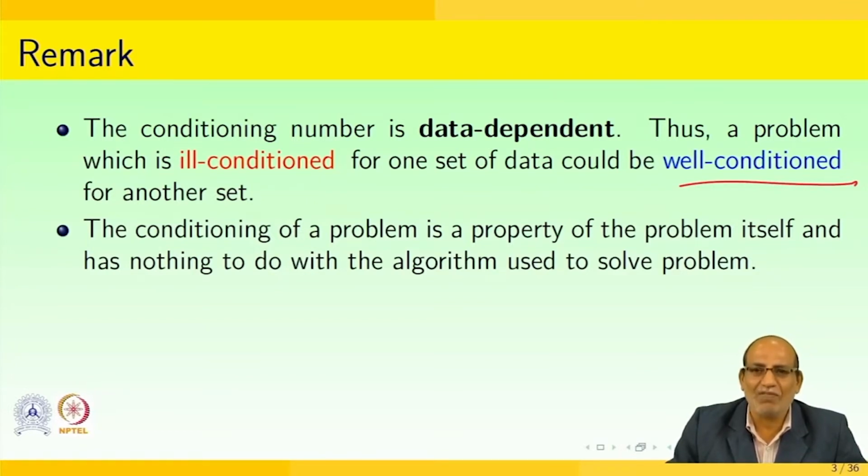So therefore, the condition number of a problem is a property of the problem itself and has nothing to do with the algorithm used to solve the problem. You may have different algorithms. You may have Cramer's rule, a matrix inversion method, eigenvectors, the Ax equals b quadratic forms, a singular value decomposition, and so on and so forth. But the condition number of a problem is a property of the problem itself, and has nothing to do with the algorithm used to solve the problem.